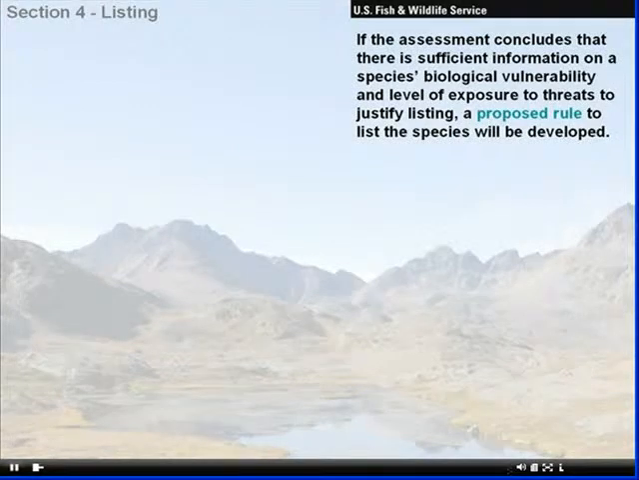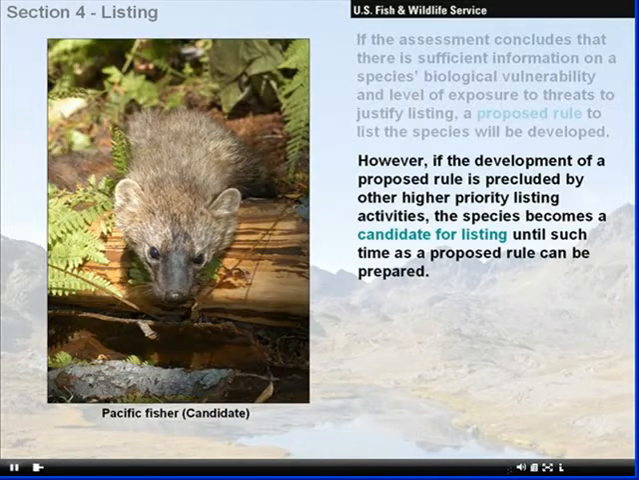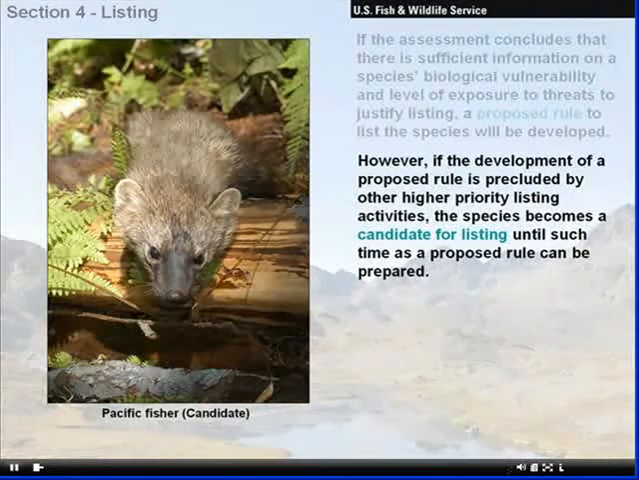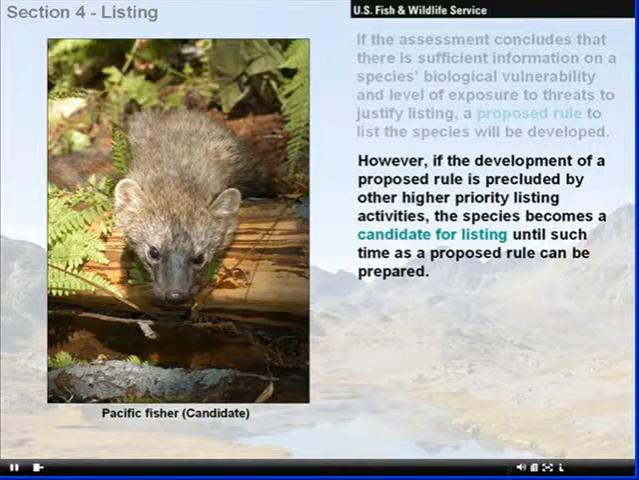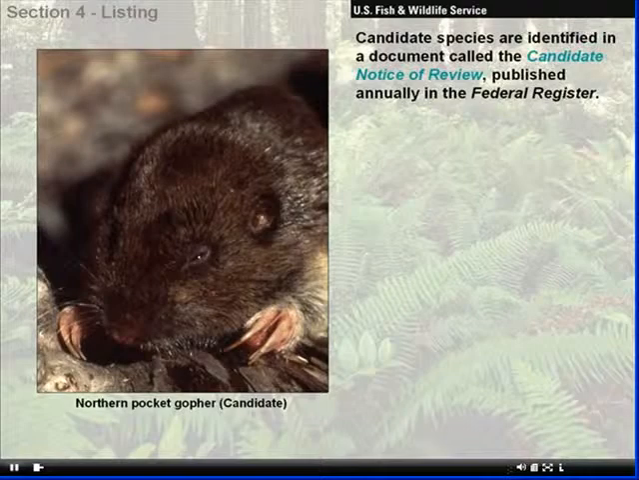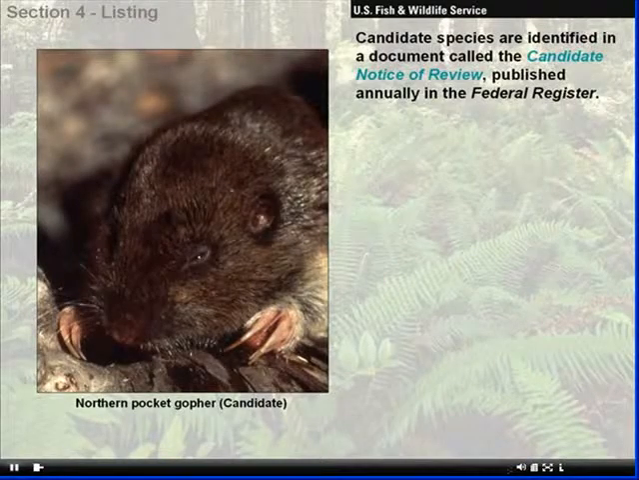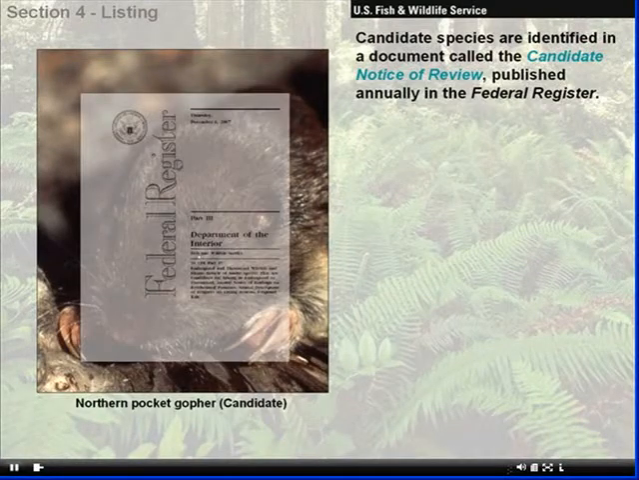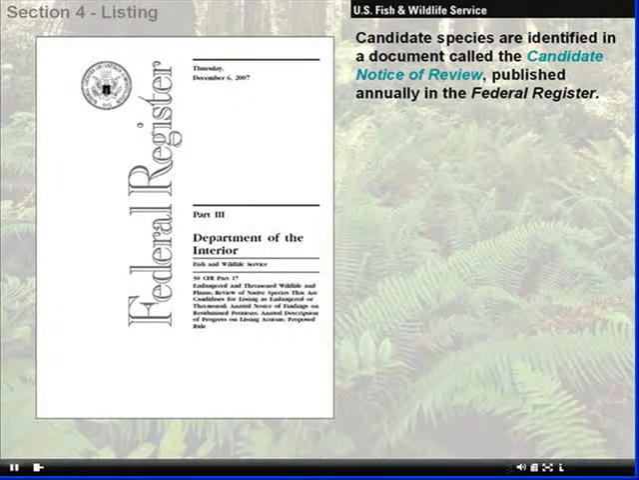If the assessment concludes that there is sufficient information on a species' biological vulnerability and level of exposure to threats to justify listing, a proposed rule to list the species will be developed. However, if the development of a proposed rule is precluded by other higher priority listing activities, the species becomes a candidate for listing until such time as a proposed rule can be prepared. Candidate species are identified in a document called the Candidate Notice of Review, published annually in the Federal Register.